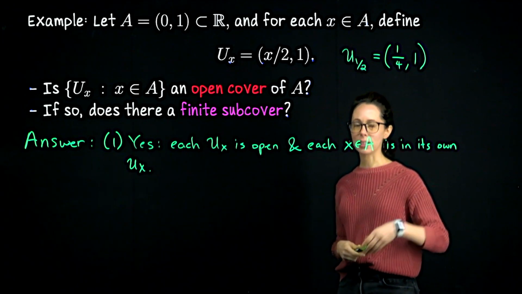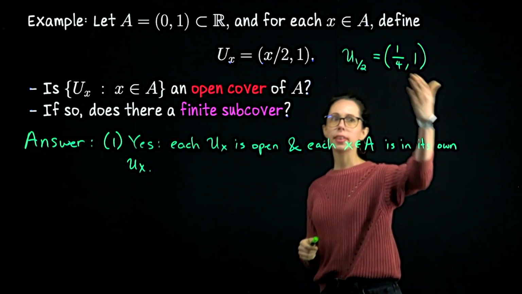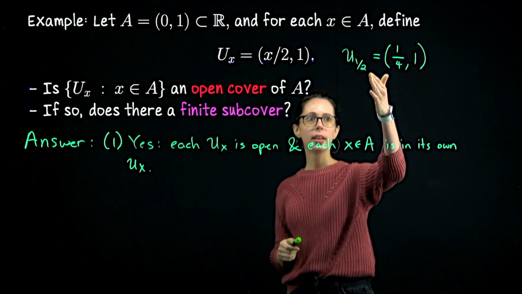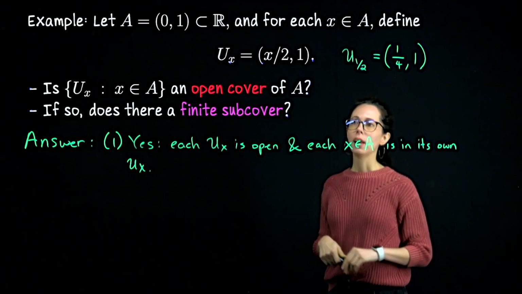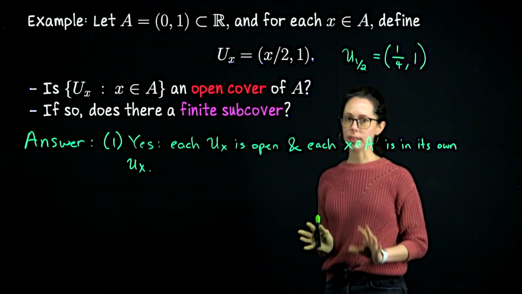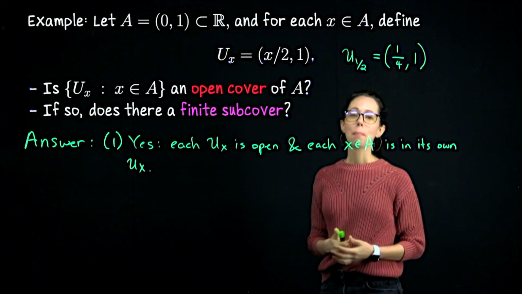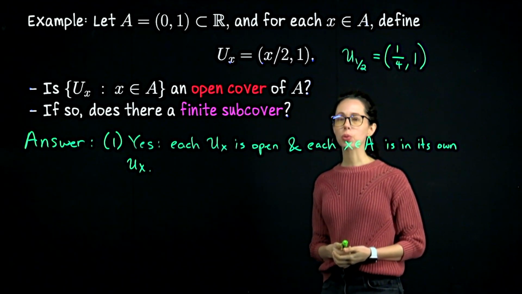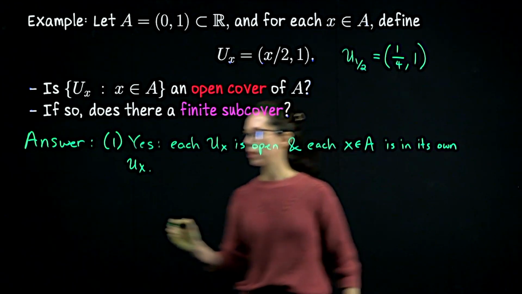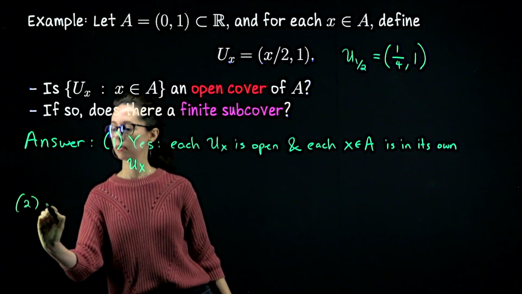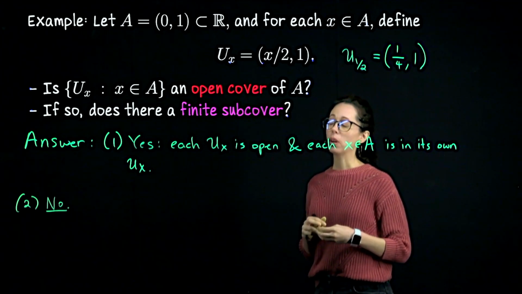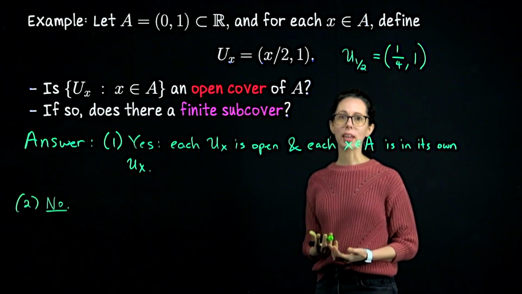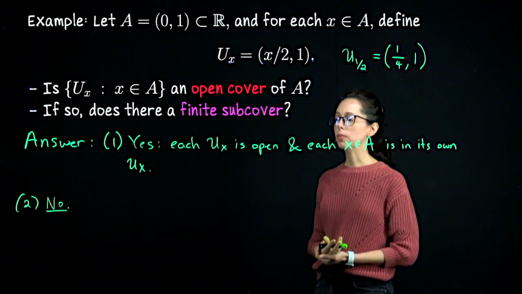When experimenting with these sets, you may have realized that everything covered by u sub 1/2 is also covered by u sub 1/3, so we don't need u sub 1/2. Certainly, we can throw away a lot of these sets and still cover A, but we cannot reduce all the way down to a finite subcover. So the second answer is no. We always will need infinitely many of this family in order to cover the open interval from 0 to 1.